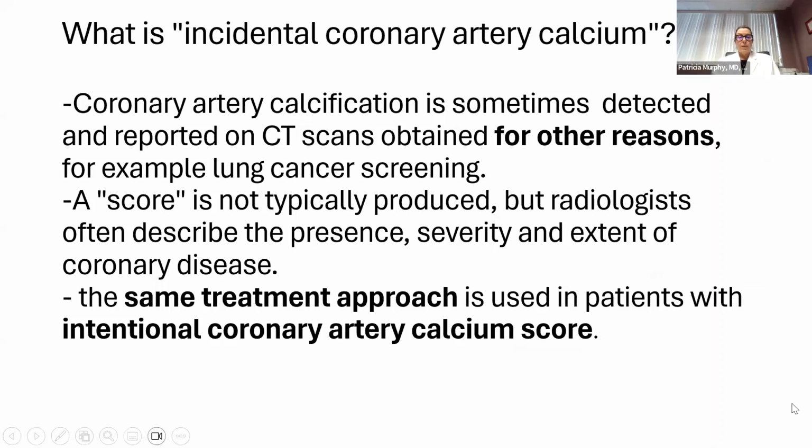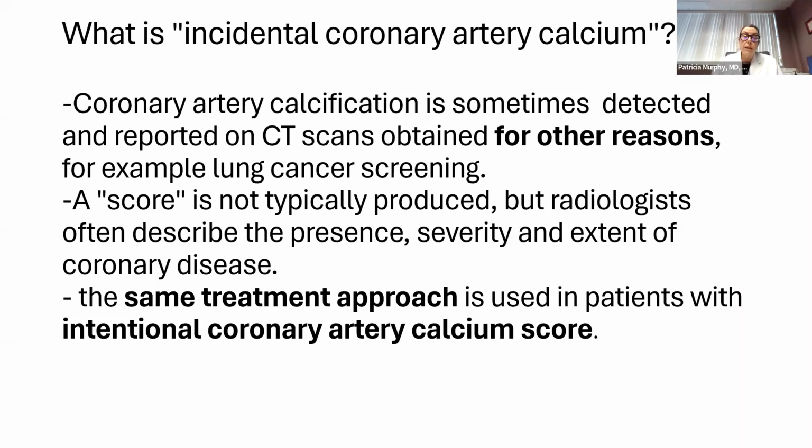So finally, just one final thing. Sometimes there's what's called incidental calcium. So coronary artery calcification is sometimes detected on CT scans that are obtained for other reasons, commonly the lung cancer screening CAT scans in smokers who have these tests. So the radiologist doesn't usually give a score. They say the coronary artery calcium is present, and they describe it. And they will often say whether it's present, how severe it is, and how extensive. But sometimes it's just present or absent.